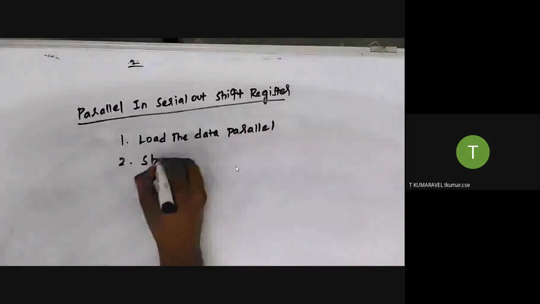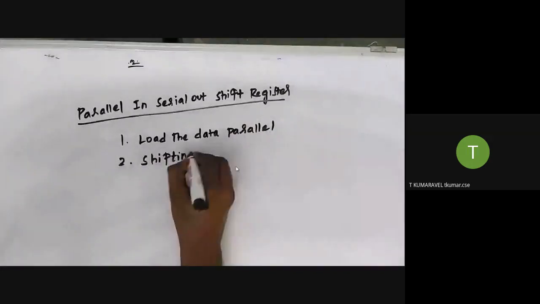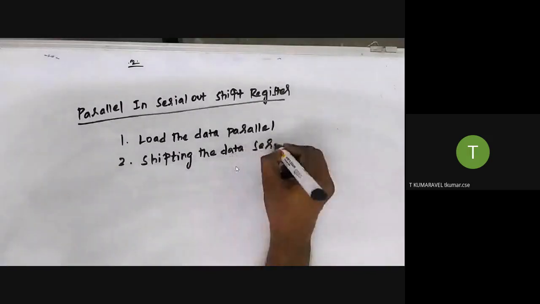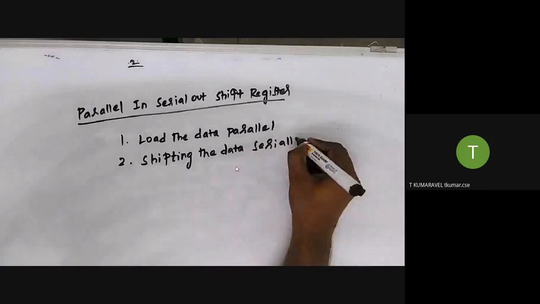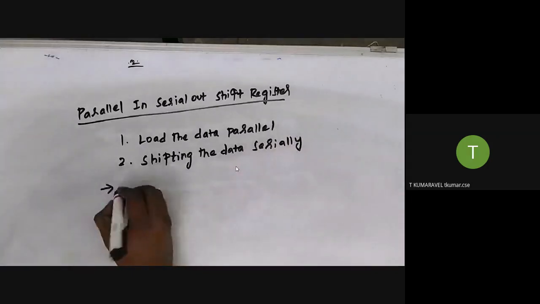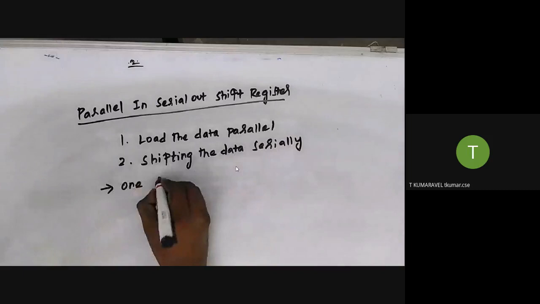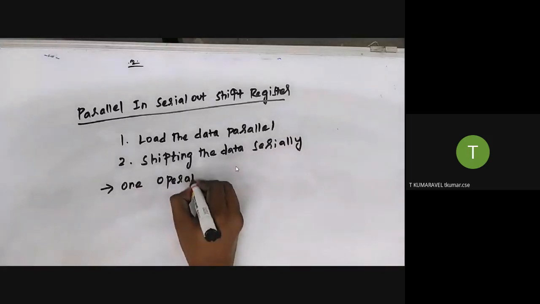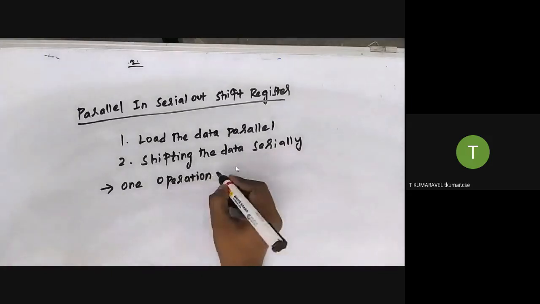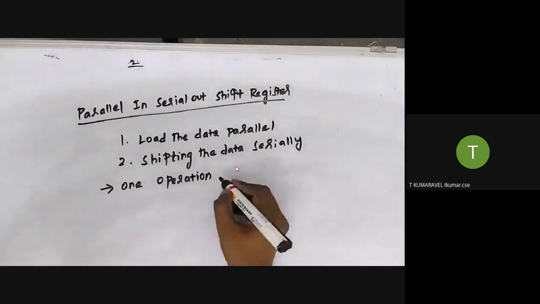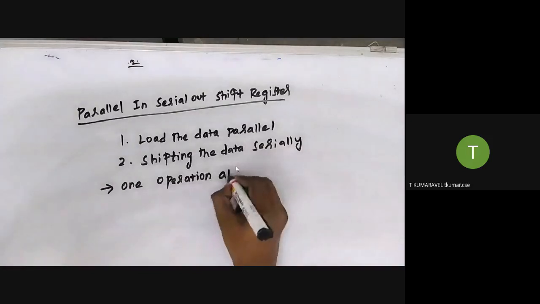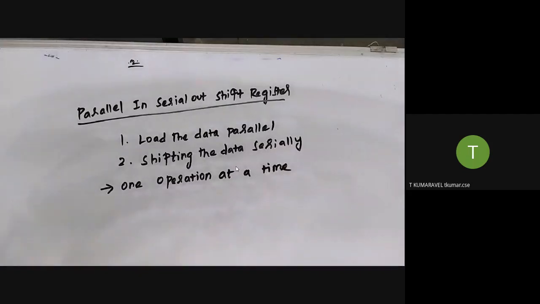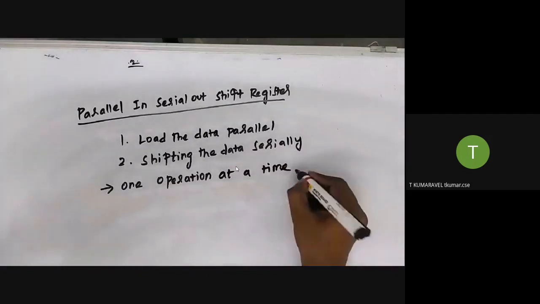and the second operation is shifting the data serially. But at a time, only one operation is going to be carried on. In a particular clock cycle, only one operation is carried on. How are we going to implement that operation? Make use of a multiplexer.